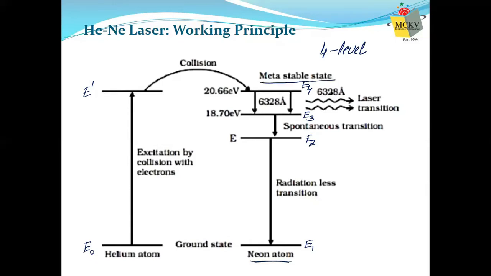That means again, pumping will be done between E naught and E dash, that means ground to top, that means metastable. So these two energy levels are involved for pumping. Whereas, as expected, population inversion will be done between these two energy levels, E3 and E4, because E4 is the metastable. So this involves E4 and E3 for population inversion. So two different combinations.